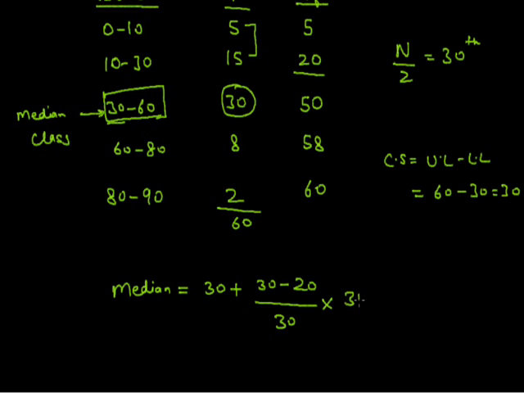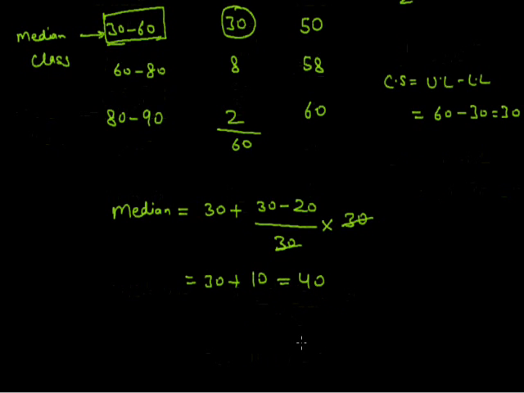So this will become our 30. Accordingly if we solve it, 30 plus, this 30 and 30 will get cancelled, and 30 minus 20 will become 10, so it will become 40. So our median is equal to 40. So this is the way to find the median of a continuous frequency distribution table.